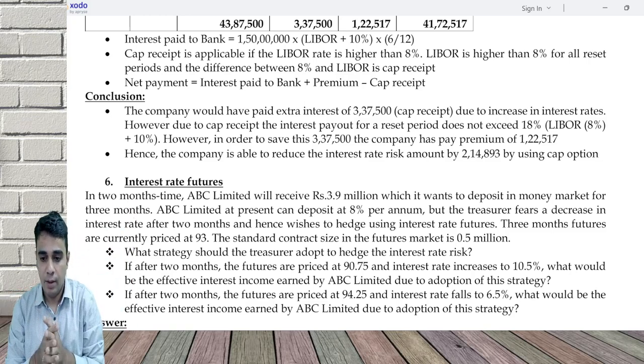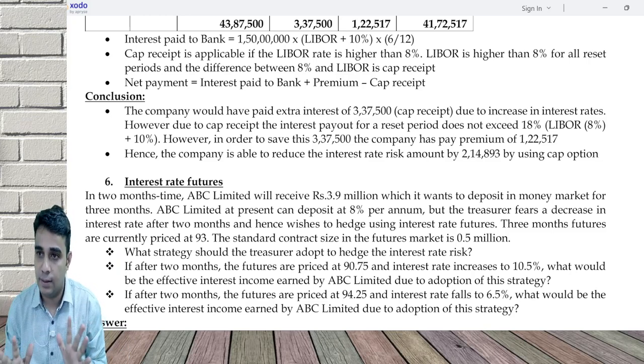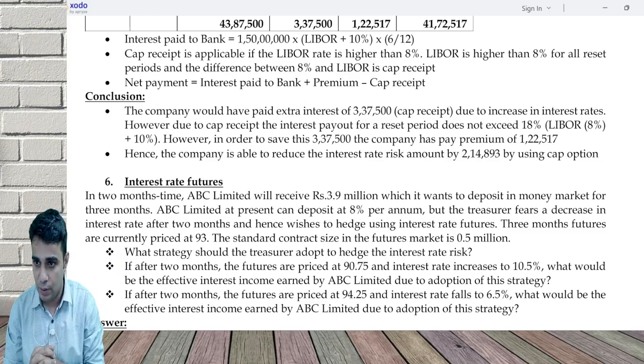Okay. First question on interest rate futures. I don't want you to do anything. Be in listen mode, understand the calculation fully. Then next there will be one more question on interest rate futures. There you will do it. Okay. Listen.